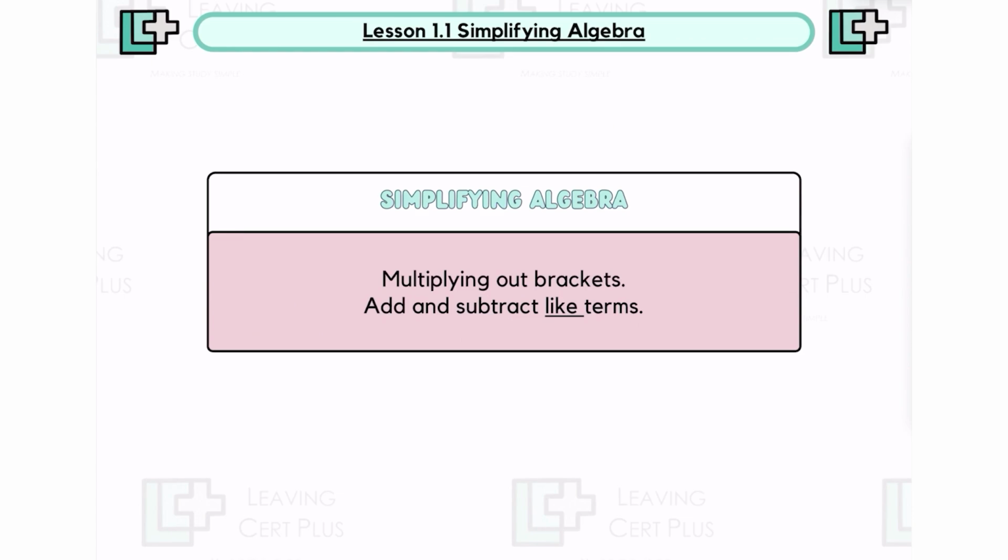There are two main steps in simplifying algebra. The first step is to multiply out any brackets, and the second step then is to add and subtract the like terms once the multiplication has taken place. Let's see a worked example in operation.